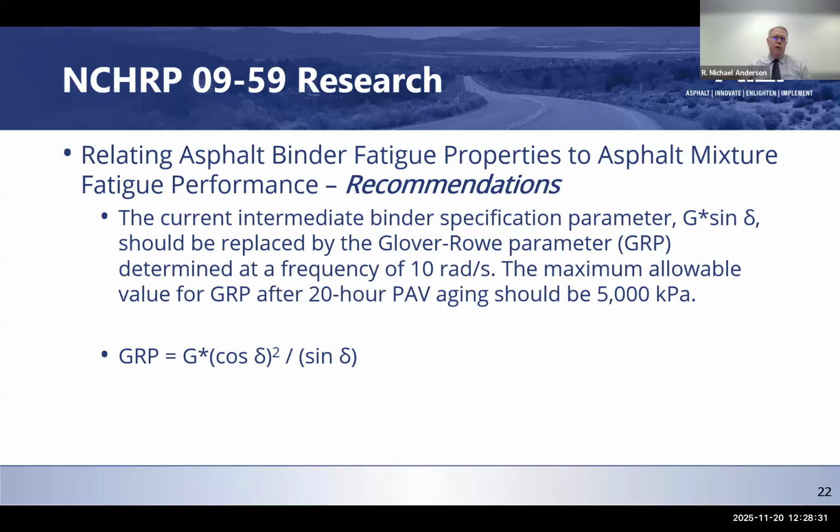If you've not heard of the Glover-Rowe parameter before, it's got the same form in general as G* sine delta, but it also adds in the cosine of delta that's squared. So it's a little bit more of a complicated term, and you can see that there. But what it does in effect is it relies a little bit heavier on phase angle, which is the fatigue exponent that we talked about earlier. If you have a lower phase angle, then the Glover-Rowe parameter is going to increase. If you have a higher phase angle, it's going to decrease. That's the way that it works.